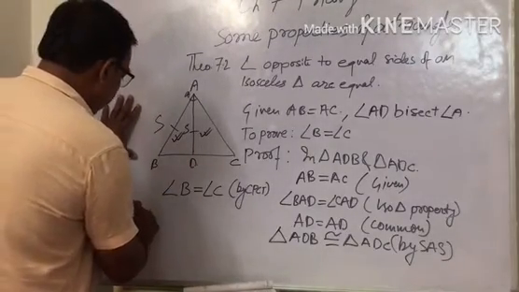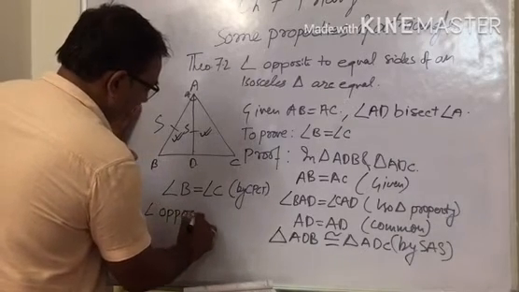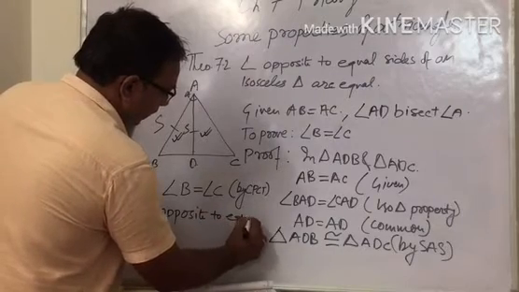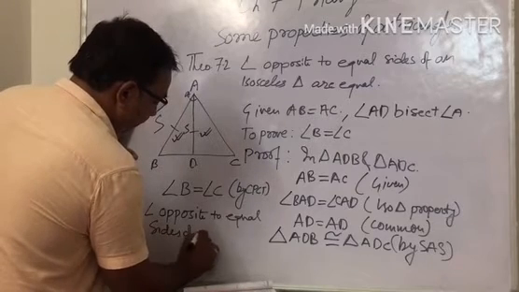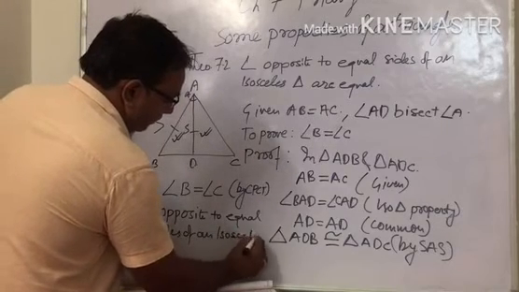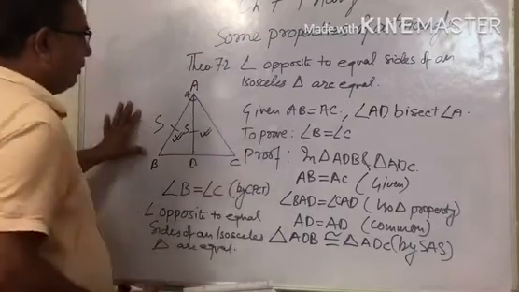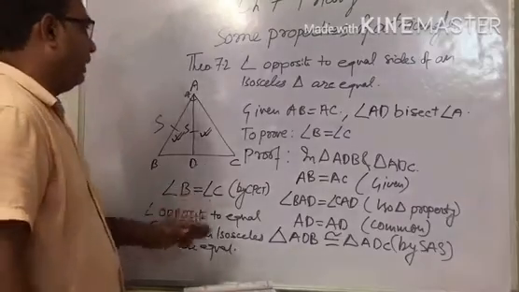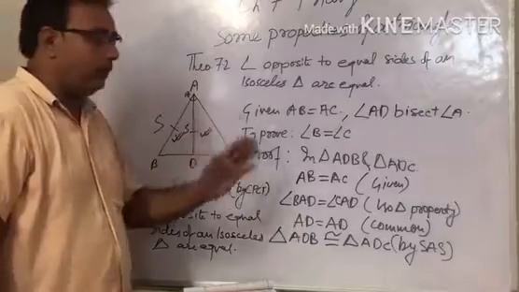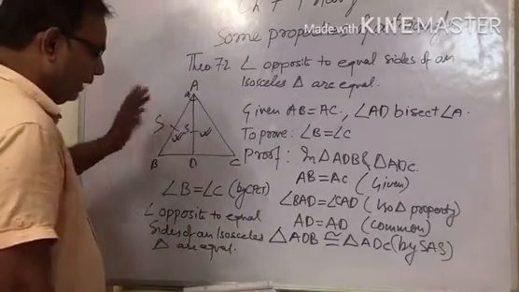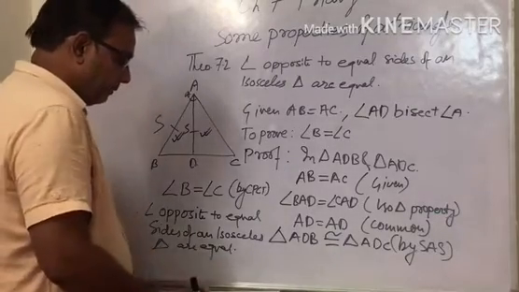Therefore, angles opposite to equal sides of an isosceles triangle are equal. So this is the theorem 7.2. In this we have to prove angles opposite to equal sides of an isosceles triangle are equal. So this is the proof. You can see and understand. If you are feeling any problem, you can ask within a class.